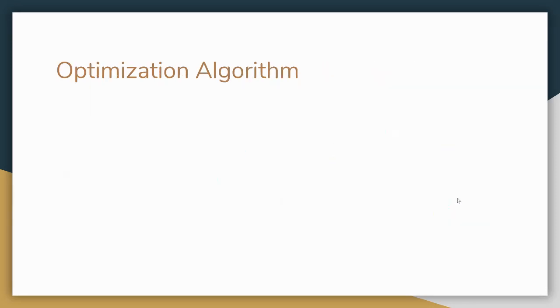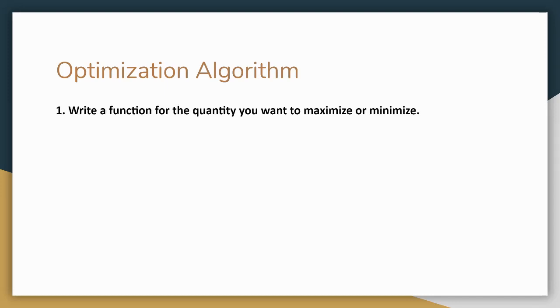So next, optimization algorithm. There are in total 5 steps that you must follow if you want to do the optimization algorithm. Let's start with the first one. First off, when you want to solve an optimization problem, you will first have to write a function for the quantity you want to maximize or minimize. Second, you will have to make sure that your function has only one variable.